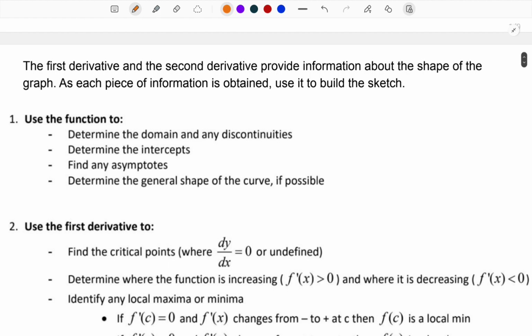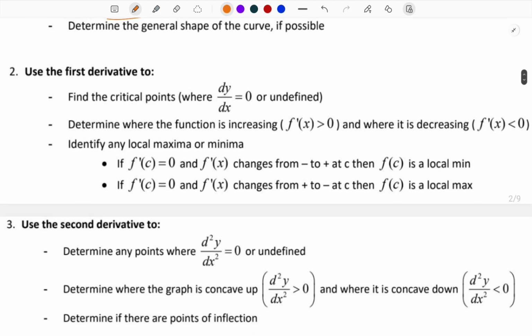So first of all, to build a graph, we can still use our old regular techniques. Things like figuring out what the intercepts are. What are the discontinuities? Are there asymptotes? Using those is still going to be important information. But we want to build upon this. So we want to use things like the first derivative.